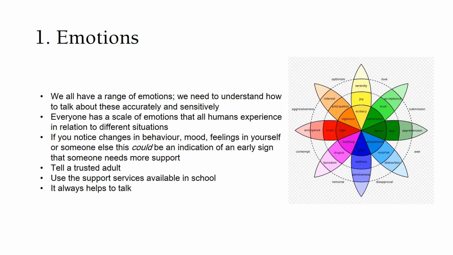If you notice changes in behaviour, mood, or feelings, whether this be in yourself or somebody else, this could be an indication that you might need some more support, and often is. If you start to feel differently about a certain situation and your emotions change, please make sure you access support. Tell a trusted adult, whether this is a parent or guardian, and use the support services available in school. It always helps to talk about emotions.